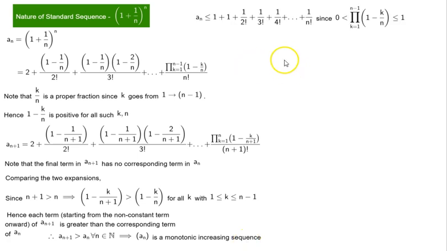Now, here comes the tricky part. Here in this sequence, these are all proper fractions, right? Since we said 1 - k/n is positive for all such k and n, and we said that k/n is a proper fraction, that means 1 - k/n is less than 1. So if we substitute these with ones, a_n will become less than or equal to this sum, where the numerators contain 1 instead of 1 - k/n. Short reasoning is because this is between 0 and 1.